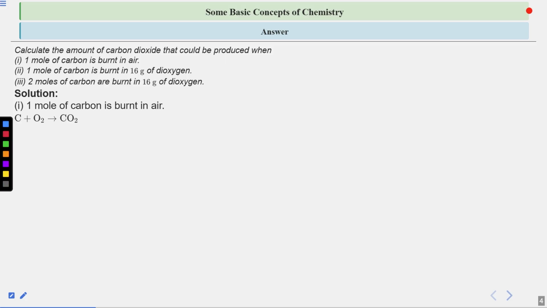So coming back to this question, again students, just concentrate here. What are we trying to do? We are trying to calculate the amount of carbon dioxide that will be produced if we burn 1 mole of carbon in air. If we are burning in air, then the amount of oxygen is unlimited with respect to the reactant, because the reactant is a very small amount. In air we have lots of oxygen present, so you don't have to worry about the oxygen. Next, we can say from this equation that 1 mole of carbon is reacting with 1 mole of dioxygen to give 1 mole of carbon dioxide.